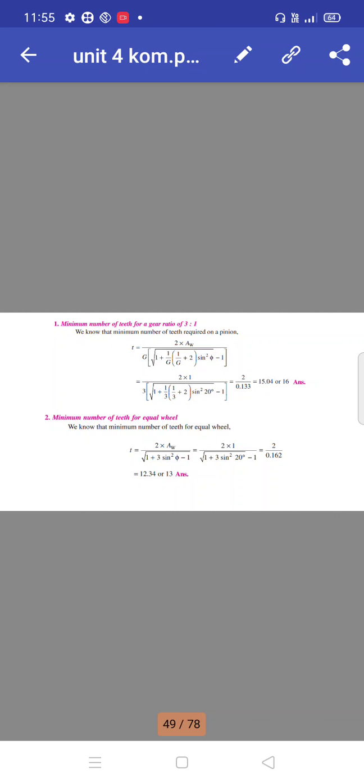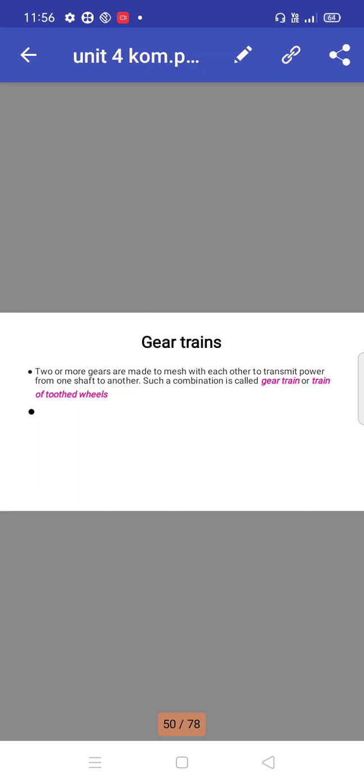Minimum number of teeth for equal wheel. Formula is 2 into Aw root of 1 plus 3 sine square phi, minus 1, from which we can calculate the value 12.34. We can round it off to 13.